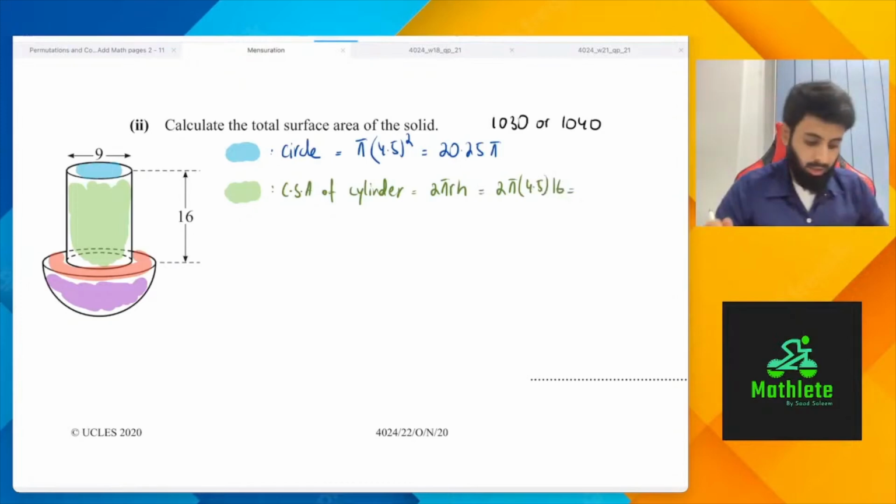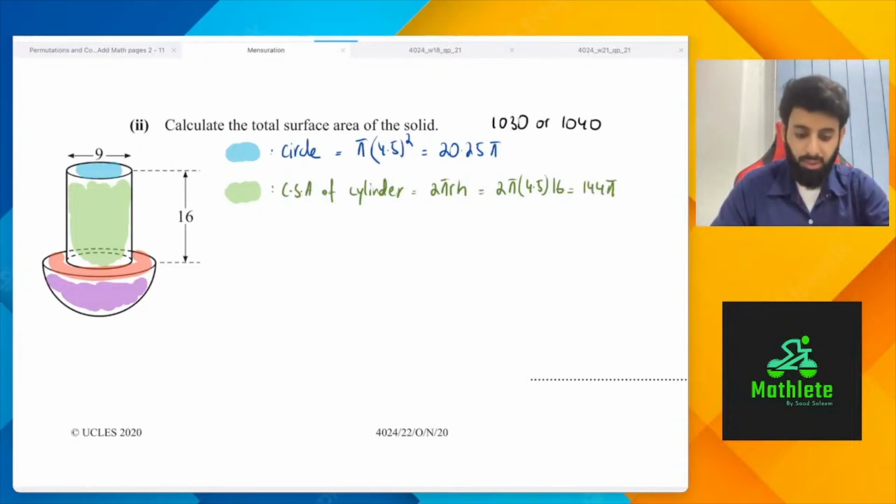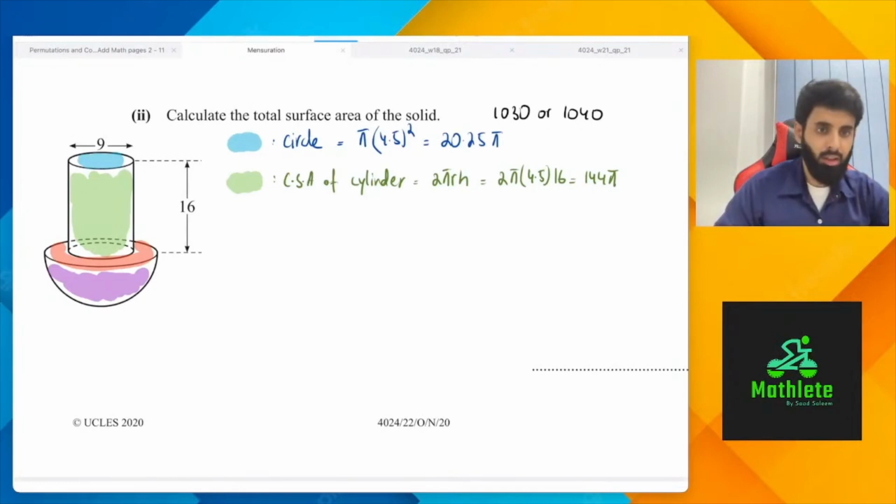So 4.5 into 2 is 9. 9 times 16 is 144. So 144 pi. Did you guys notice something? कि मैं इसको pi के terms में रख रहा हूँ. Why am I doing that? So that I can round off towards the very end. And why would I round off towards the very end? Because it's the same question. So if it's in the same question, the best thing you can do is you should round off at the very end.